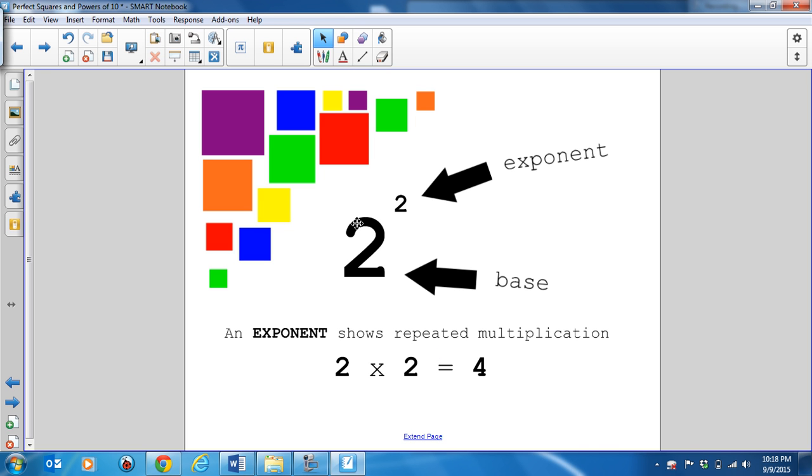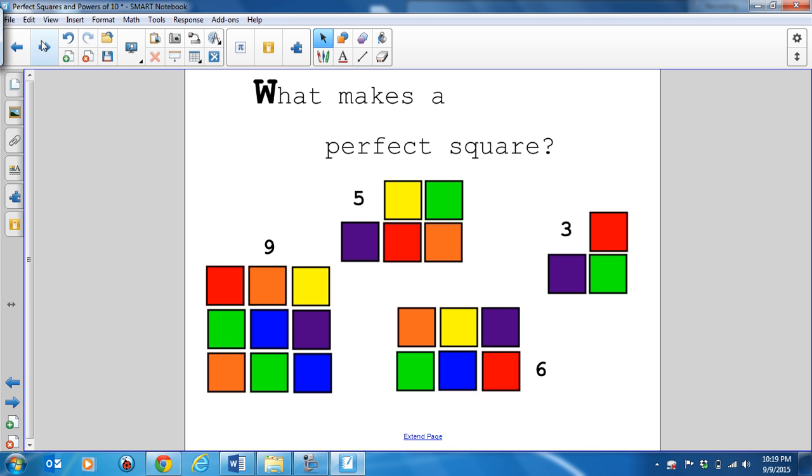We also know that the big number is the base and the exponent is the smaller number in the corner. The exponent tells us how many bases we have. So in this case, 2, there are two 2's. If this was 3 to the second power, there would be two 3's. So what makes a perfect square?